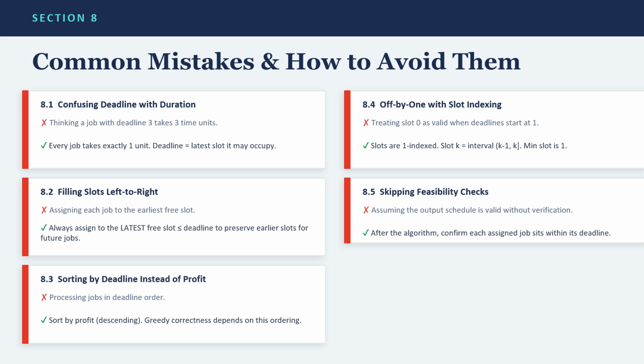Mistake 4. Off by 1 with slot indexing. Slots are 1 indexed. Slot 1 is the interval from 0 to 1. There is no slot 0. Keep this in mind when tracing manually.